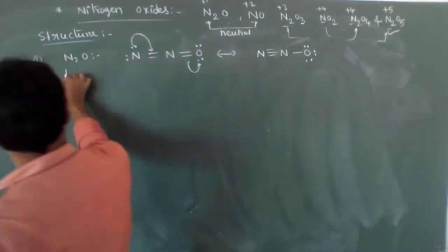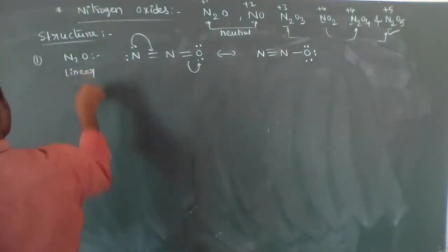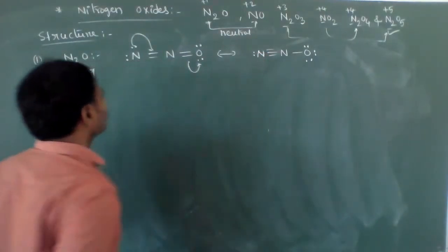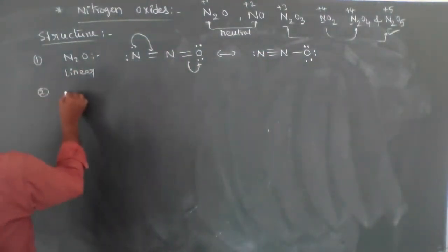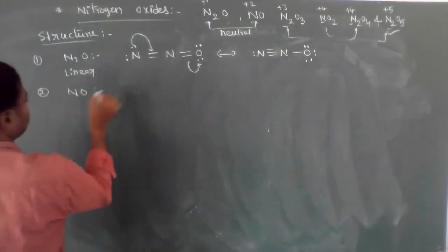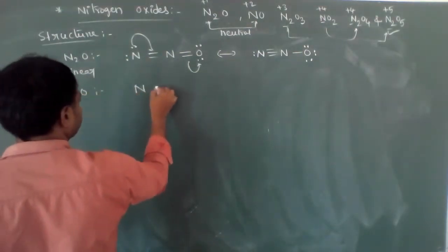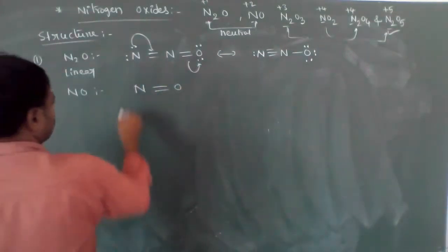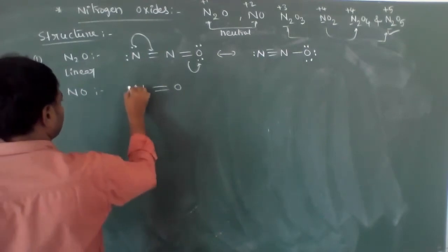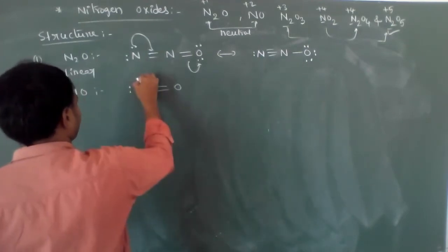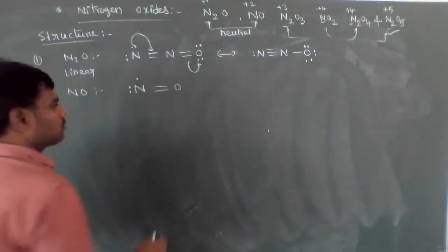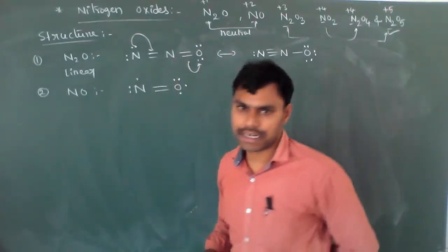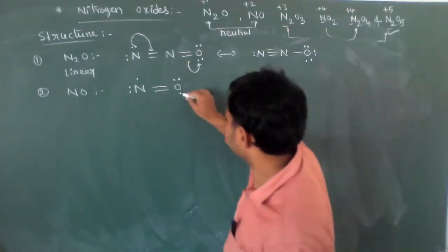Okay, this is the linear shape, linear geometry. Next, the second one is NO. NO means in between the nitrogen and oxygen a double bond is present, and this nitrogen has one single electron, an odd electron, and this oxygen has two lone pairs.